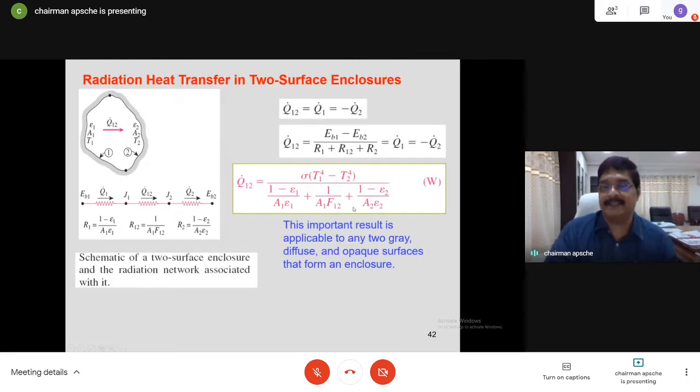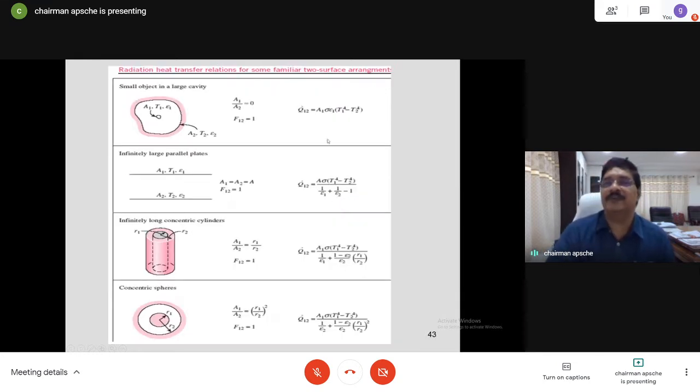And when you apply this equation, maybe you take A1 common and take it outside. So it is A1 by A2. A1 by A2 is 0 already, and F1 to 2 is 1, and therefore the equation becomes sigma epsilon 1 A1 sigma. You wanted to write this expression?